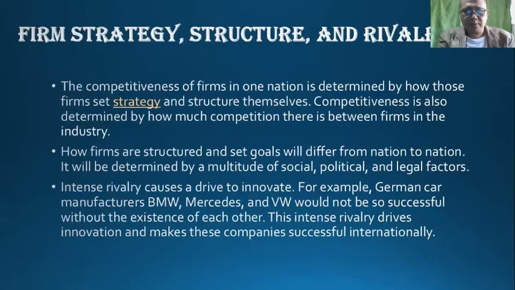Take a look at Jollibee versus McDonald's. Those are the two big firms, like Coke and Pepsi. They are also competing with one another and learning from each other. How firms are structured and set goals will differ from nation to nation. If Japan produces cars, Germany also produces cars, Korea produces cars. So those are their strength, but from each nation, they differ from one another.